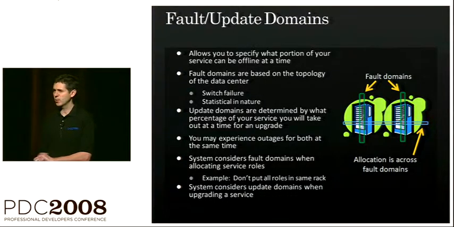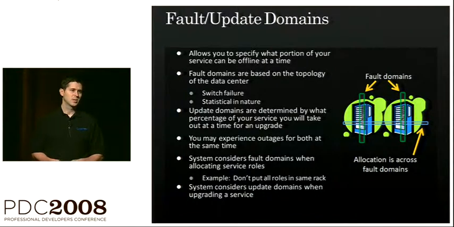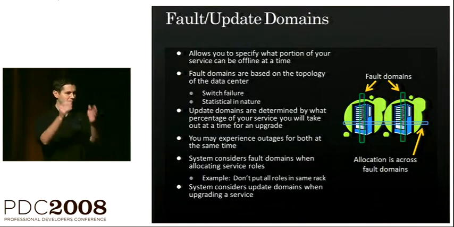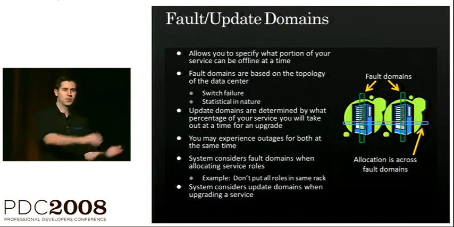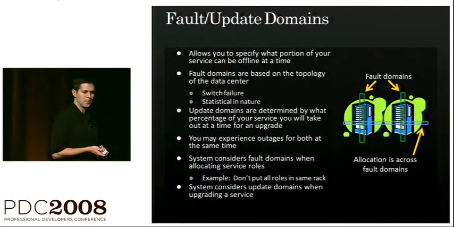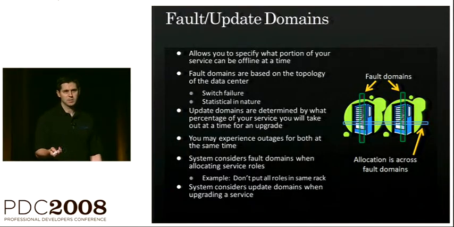We may be in the middle of upgrading your service, have a particular upgrade domain offline, and then a fault happens at the same time. So we strive to make sure that things are scattered around and these things are orthogonal. You can think of a fault domain as being perhaps a rack, and upgrade domains scattered across racks, so that you could survive both of these failure types at the same time.